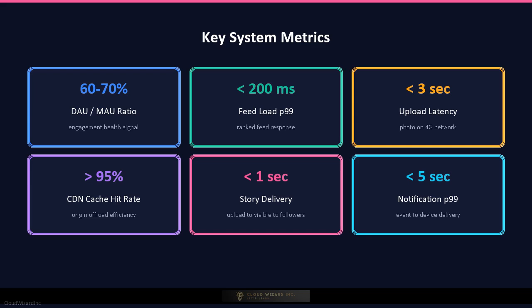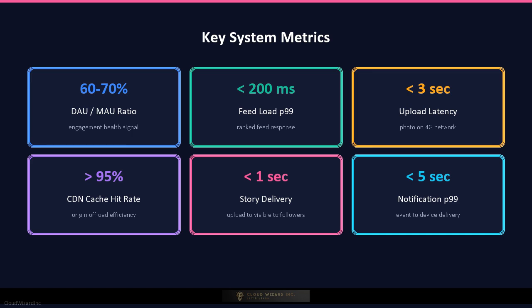The key metrics to memorize cold. Daily active users divided by monthly active users, known as the DAU to MAU ratio, measures engagement and should be around 60 to 70% for a healthy social platform. Photo upload latency, targeting under 3 seconds for a standard image on a 4G connection. Feed load time at the 99th percentile, targeting under 200 milliseconds.